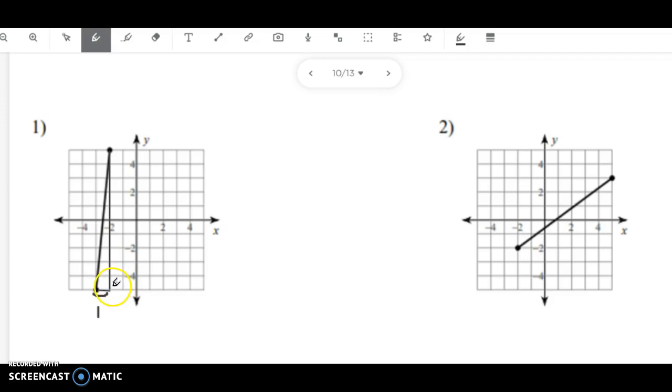Now, how many is in between here? That's 1, 2, 3, 4, 5, 6, 7, 8, 9, 10. So the vertical distance would be 10 and the horizontal distance will be 1. Remember, do not do rise over run and put this into the slope formula. Don't do that. That's not what we're doing. We're using the Pythagorean theorem.